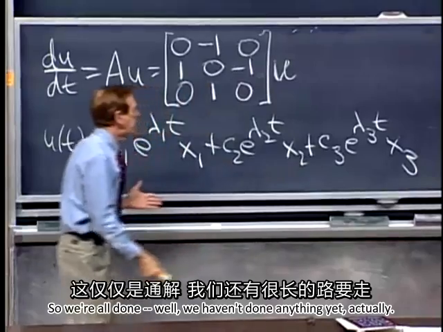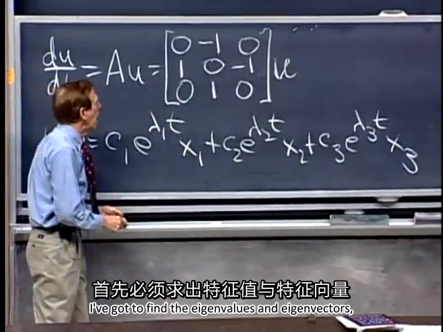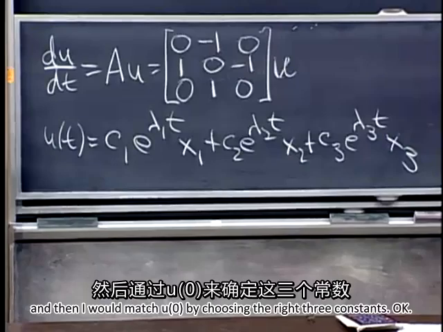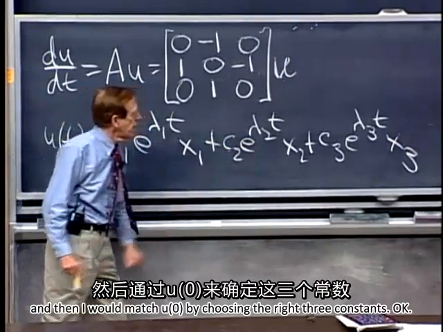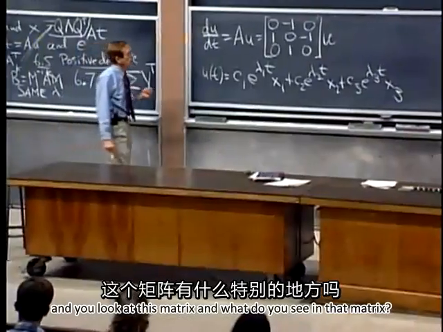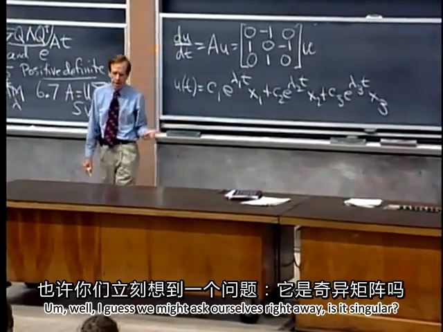So we're all done. Well, we haven't done anything yet, actually. I've got to find the eigenvalues and eigenvectors, and then I would match u of 0 by choosing the right 3 constants. Okay, so now I ask you about the eigenvalues and eigenvectors, and you look at this matrix, and what do you see in that matrix?